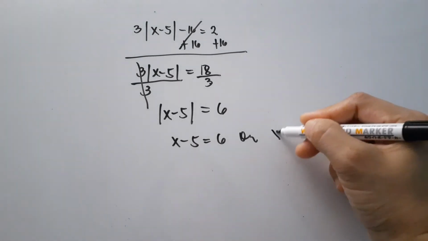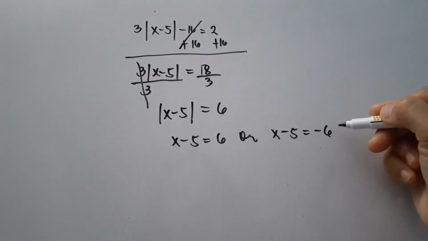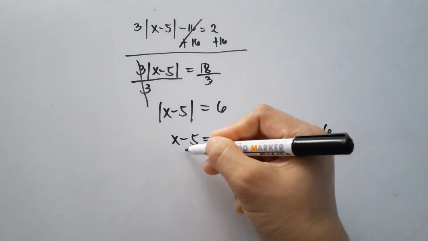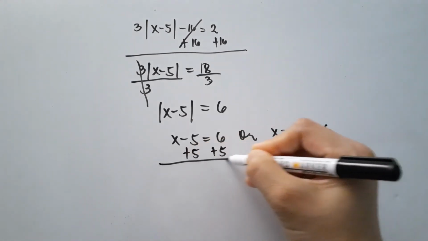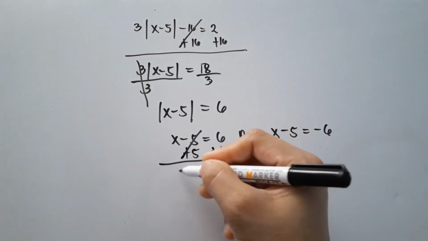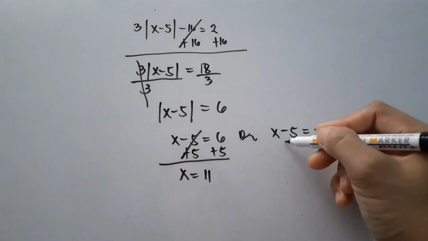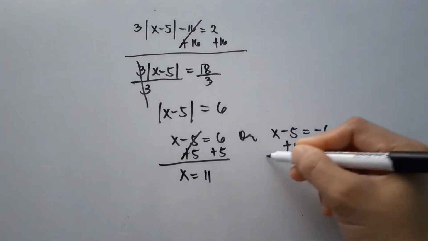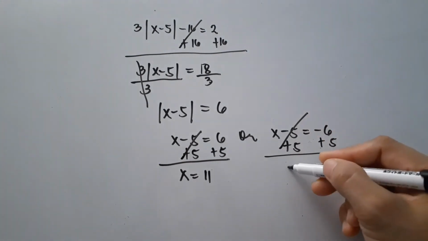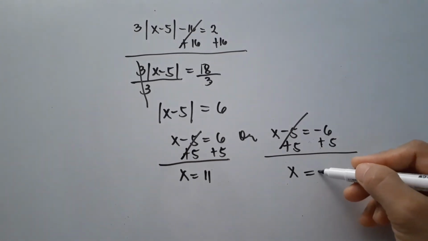So this one we can solve by positive and negative. We have x - 5 is equal to 6, or x - 5 is equal to negative 6. And then we can add 5 to each side to get the value of x. So x is equal to 11. If we add 5 to both sides of the other equation, the value of x is equal to negative 1. And this is the answer.